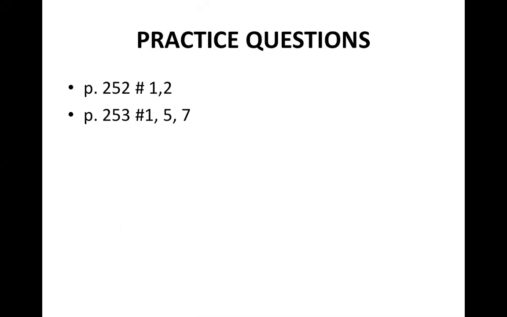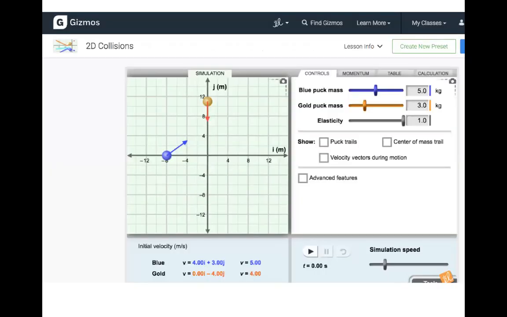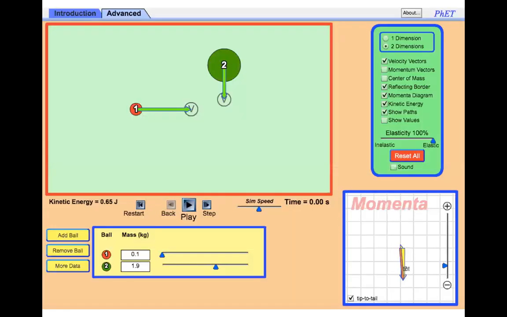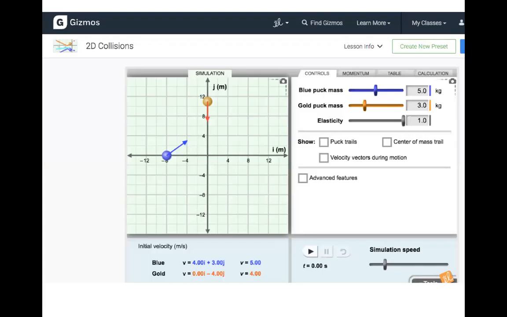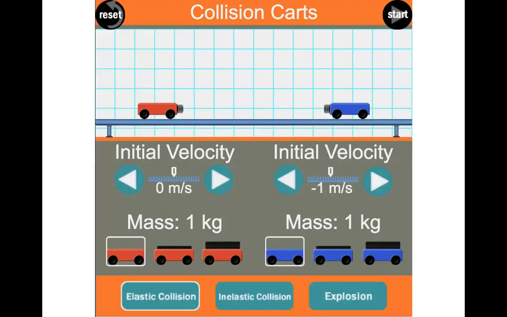So make sure you're checking your textbook solutions at the end, submitting your exit ticket, and practicing these questions. Write them down, practice for full communication marks. And I'm going to link a bunch of interactives that are really useful below this video, so you can visualize some of these two-dimensional collisions and play with some of the settings, possibly look at some of the special cases as well.